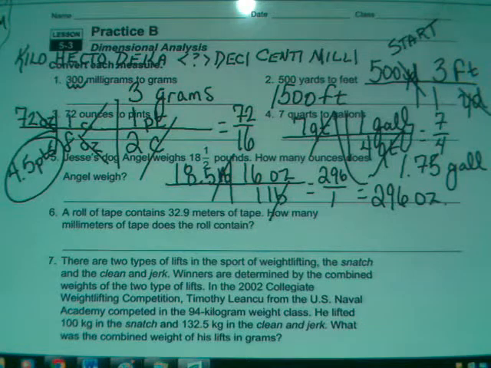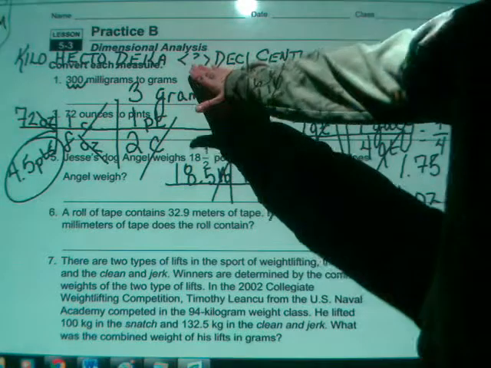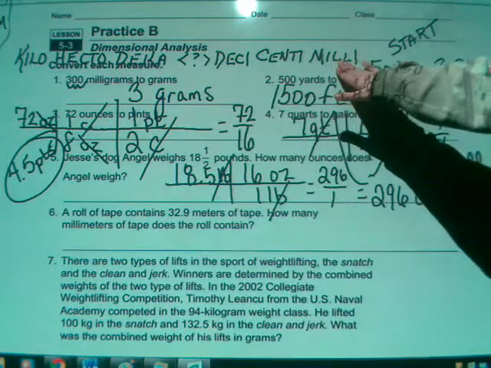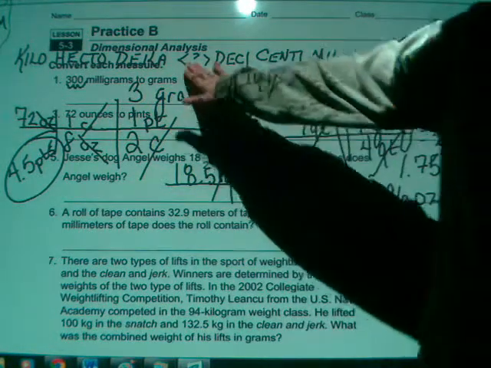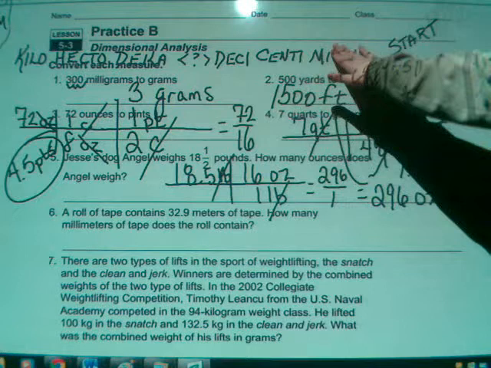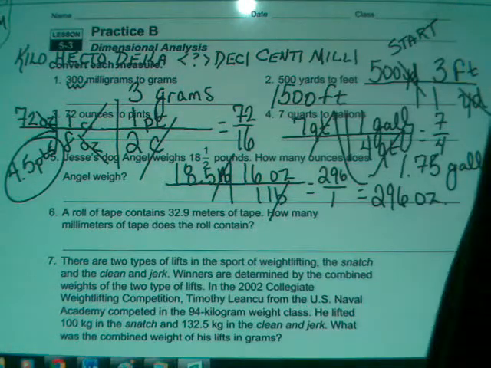All right, number 6, a roll of tape contains 32.9 meters of tape. How many millimeters of tape does the roll contain? So this is back to being a metric conversion like we did in question number 1. I just have to use that chart. I'm converting from meters, which is here where the question mark is, to millimeters, which is out here on the right side. So that's 1, 2, 3 jumps to the right on my metric prefix chart.